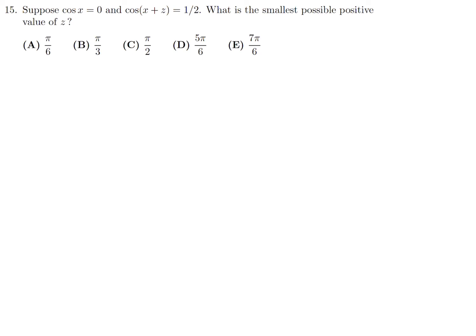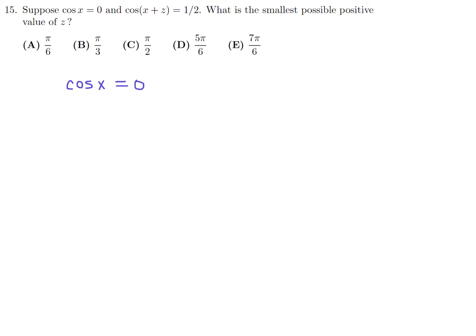Suppose cos x equals 0 and cos of x plus z is equal to half. What is the smallest possible positive value of z? All right, this is another plug and play time drain question, because you just have to solve this by plugging in different values and fiddling around.